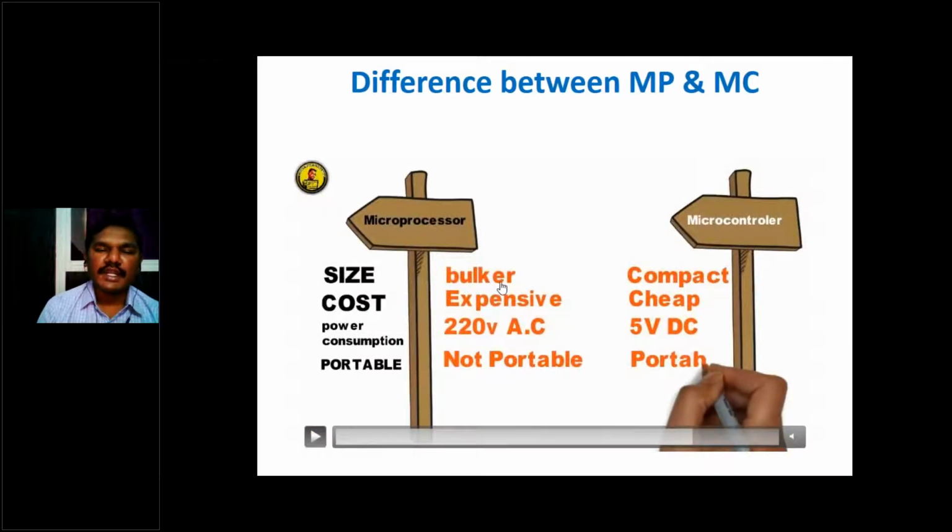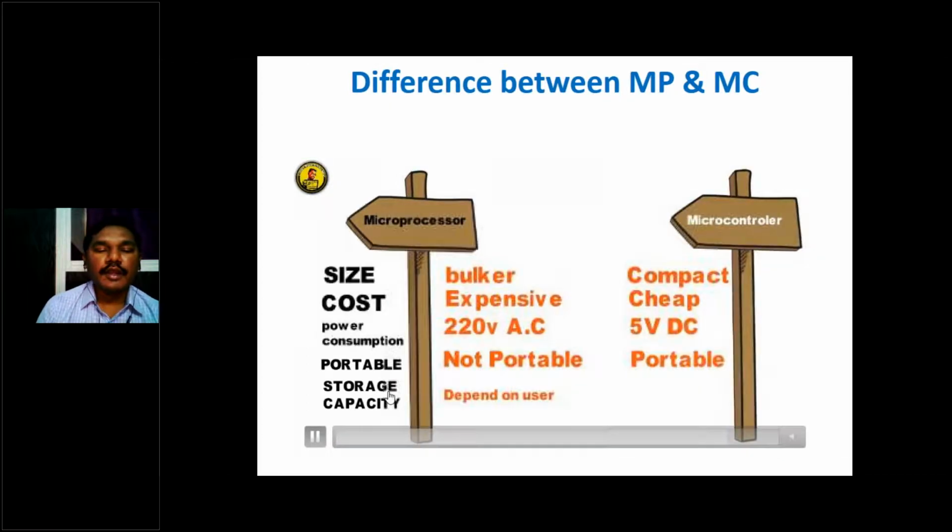The size of the microprocessor is bulkier because it needs to execute a lot of applications, not like microcontrollers. Cost is expensive, almost by default, when it executes more applications, its cost is definitely more. But here the size is compact, very small, because it is executing only one single application. So when it is executing one single application, it is definitely cheap.